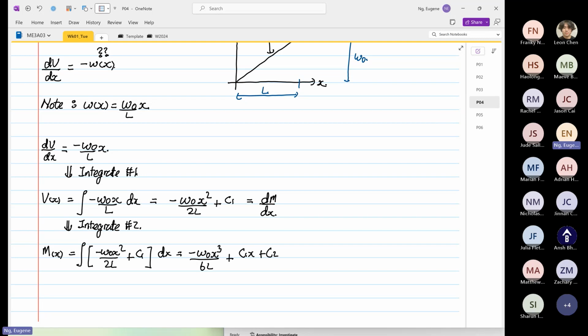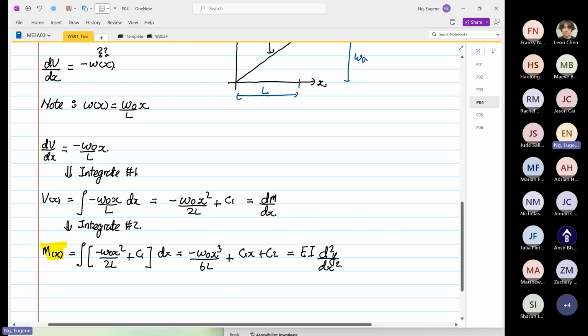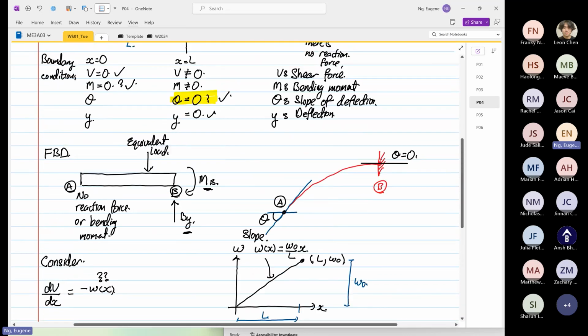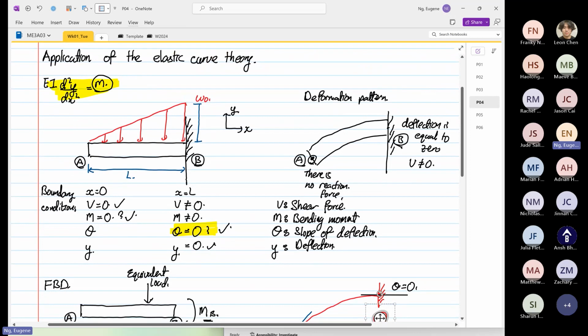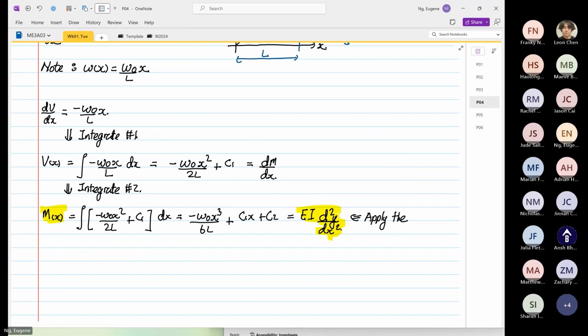Then this whole thing we know is equal to what? EI d squared y over dx squared. Because this expression over here, M as a function of x, is equal to EI d squared y over dx squared. We just applied the elastic curve theory. Can you see this? So this is where we apply the elastic curve.